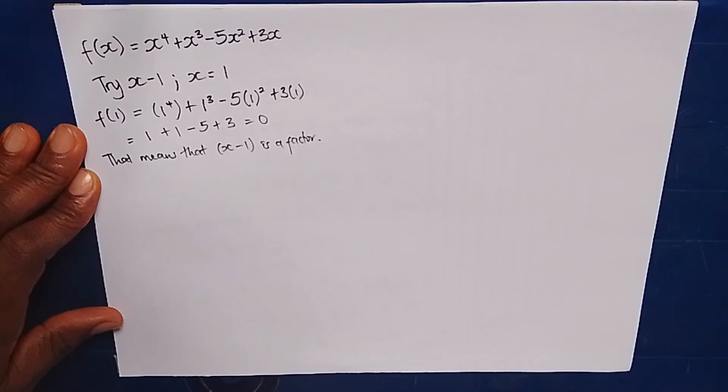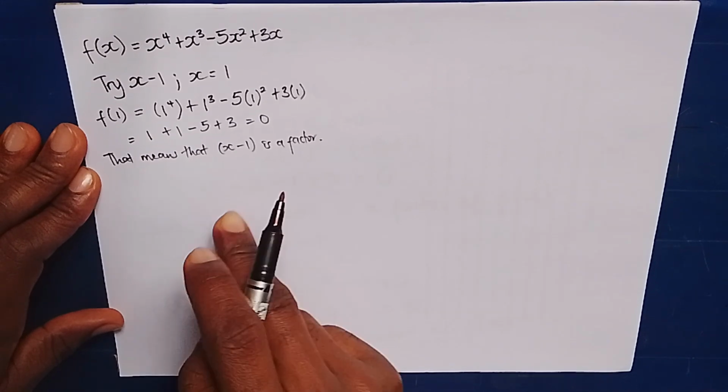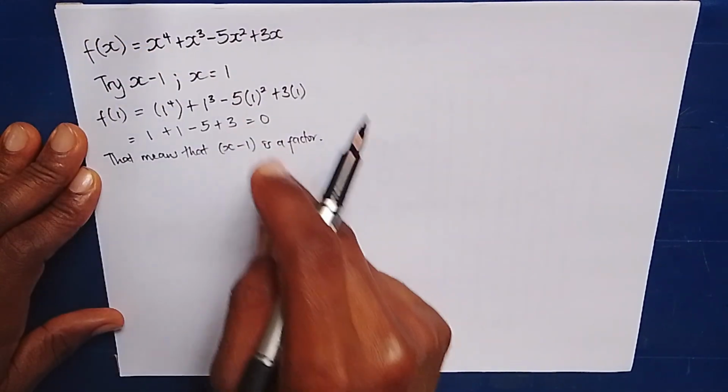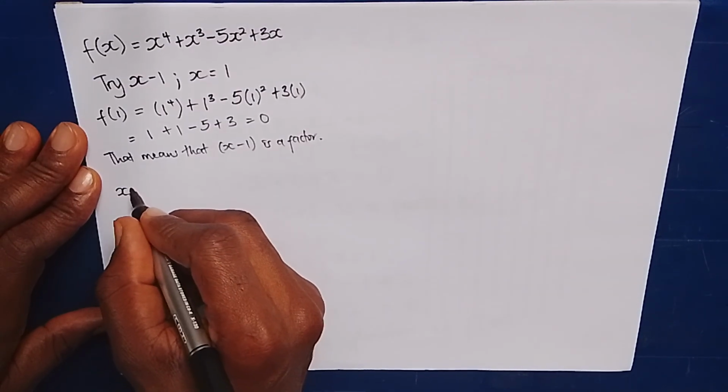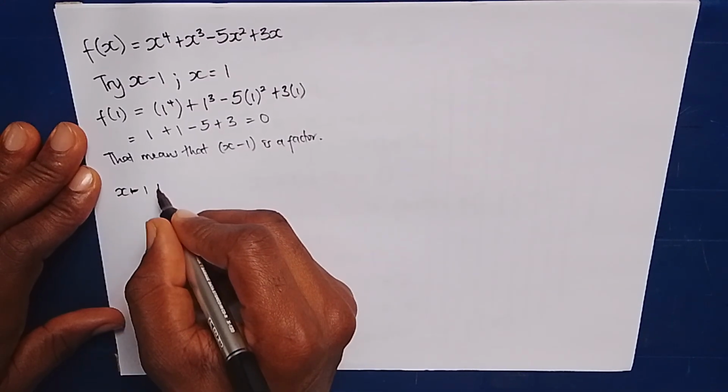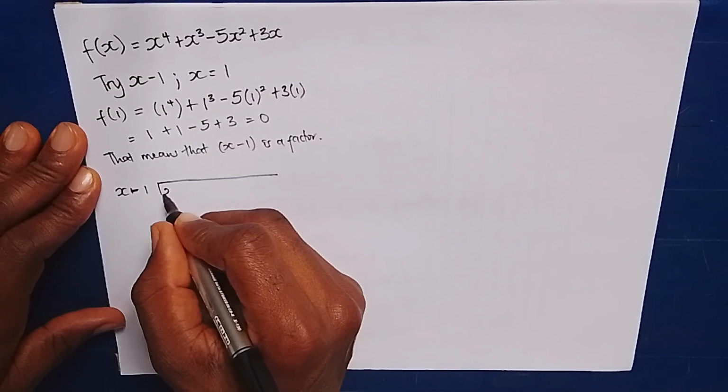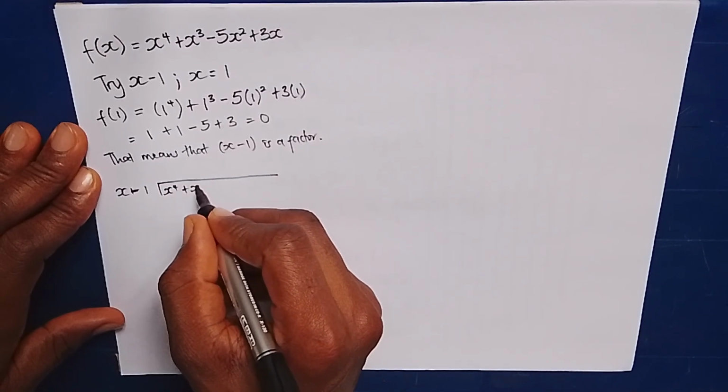So now that we've found at least one factor, instead of doing trial and error again, we can find the other factors simply by dividing the polynomial f of x by the newly discovered factor, x minus 1. So we do this: f of x divided by x minus 1.